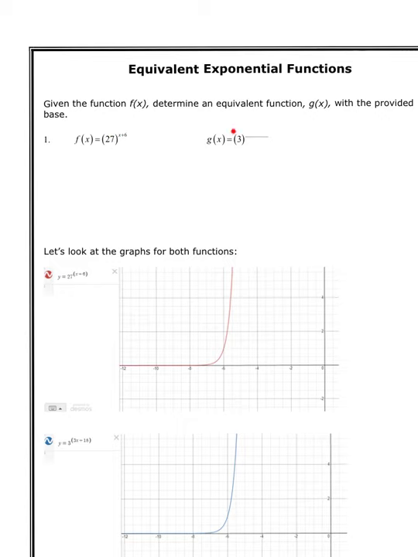The question says that with the f of x function, we want to change it so the base is 3. So what would the new exponent be? We're going to use the exponent rules and figure that out.